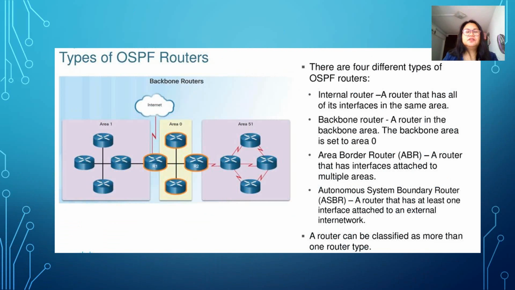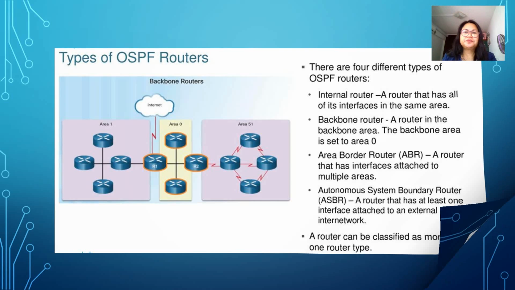So we have here the types of OSPF routers. We have the internal router, which is a router that has all of its interfaces in the same area. We have the backbone router, a router in the backbone area, which is set to area 0. The area border router has interfaces attached to multiple areas. We have the autonomous system boundary router that has at least one interface attached to an external internetwork. A router can be classified as more than one router type.